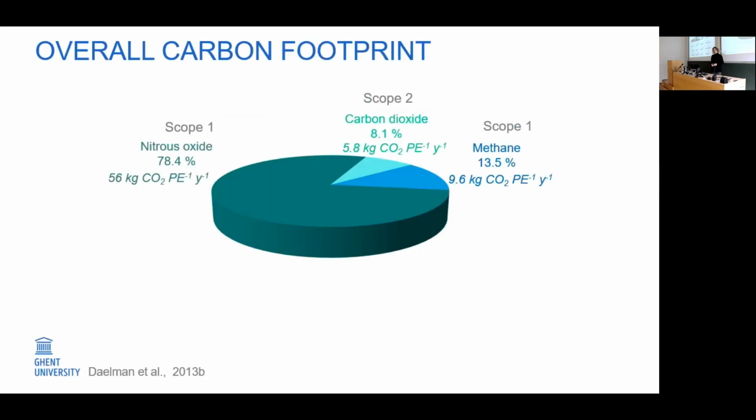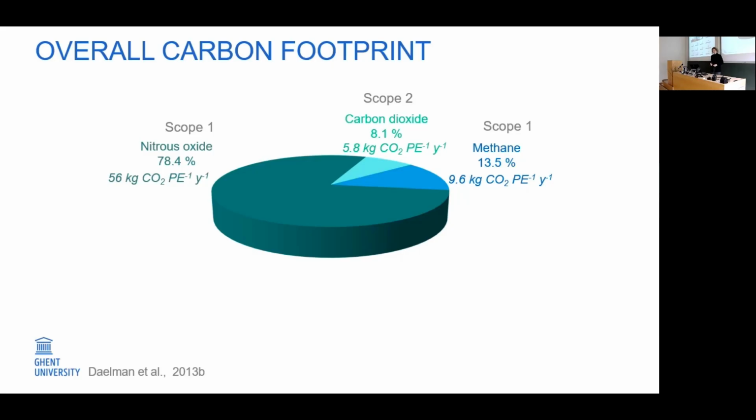Here you have the overall carbon footprint of the plant. And you see that for this plant, at least, nitrous oxide emissions were very high, almost 80%. Methane emissions were also higher than the CO2 emissions. So both Scope 1 emissions in terms of N2O and methane were higher than the CO2 emissions which were associated with energy.